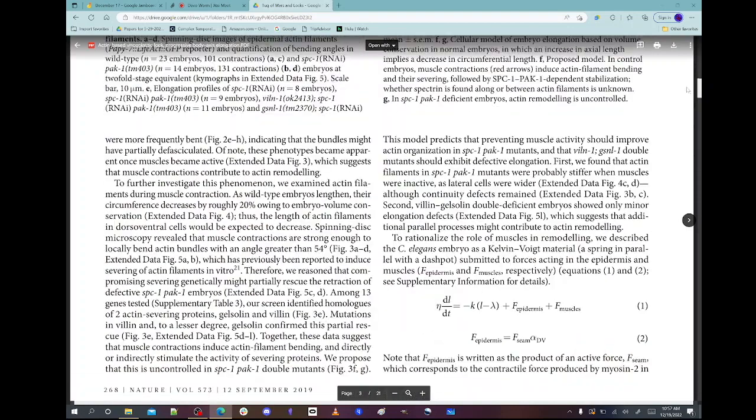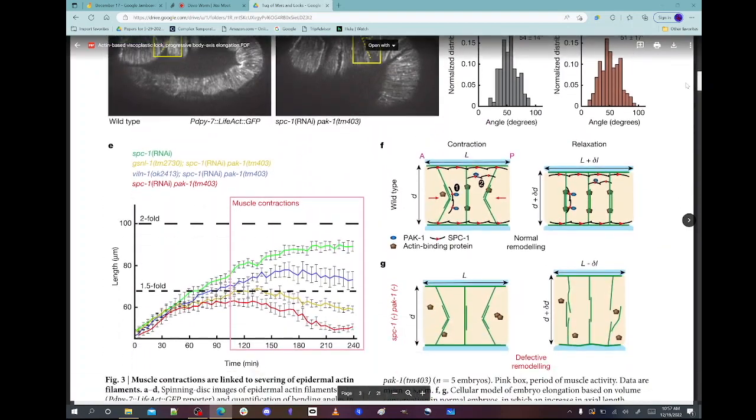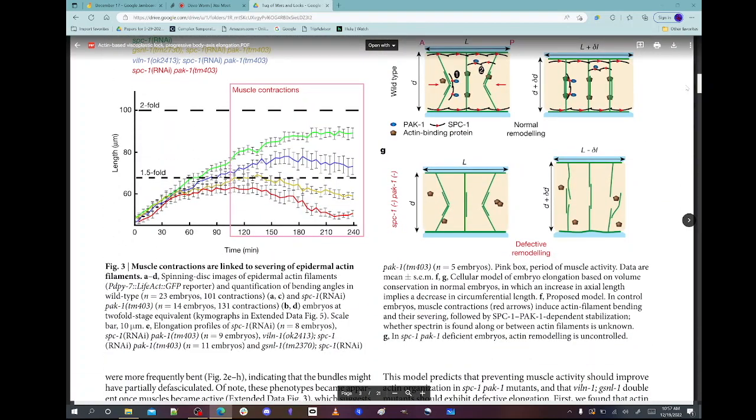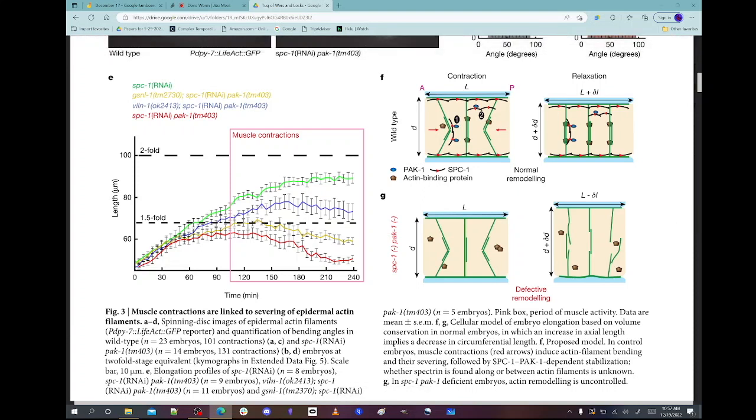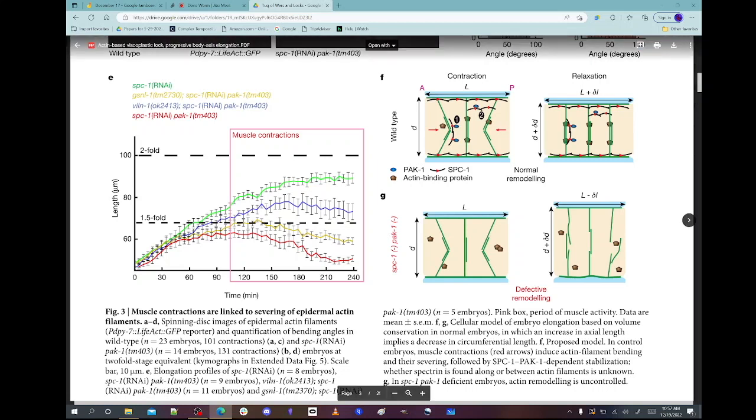All right, so in this figure, we can see a model in F. We have a cellular model of embryo elongation based on volume conservation in normal embryos. So this is a case where you're looking at volume conservation. You're looking at the activity of PAK1 and SPC1, this actin-binding protein. So during contraction, for example, in the wild type, you get this activity here in contraction. So you can see them being pushed together. In relaxation, they're not being pushed together. And so this is normal remodeling.